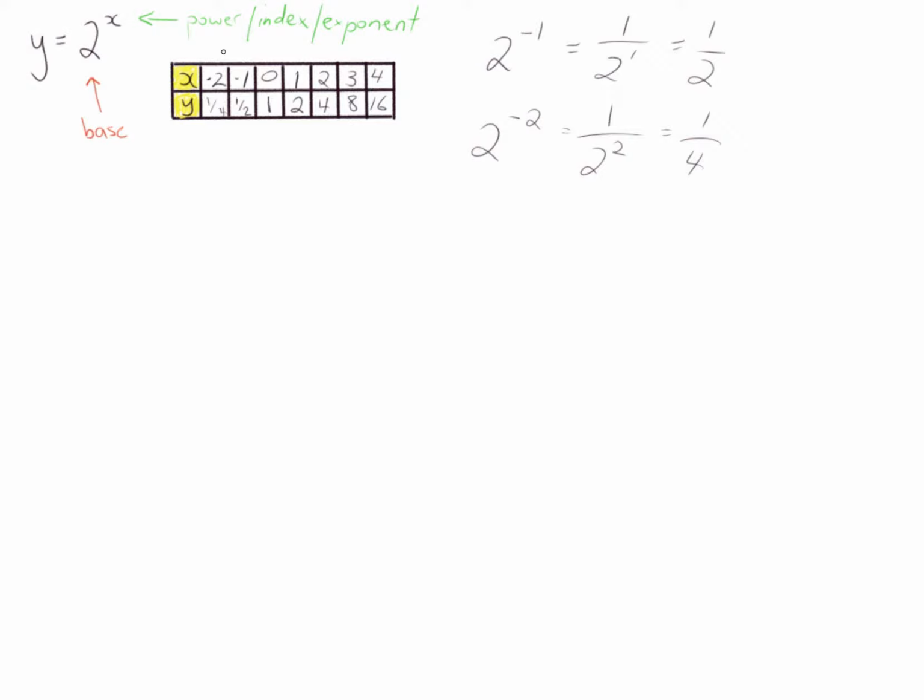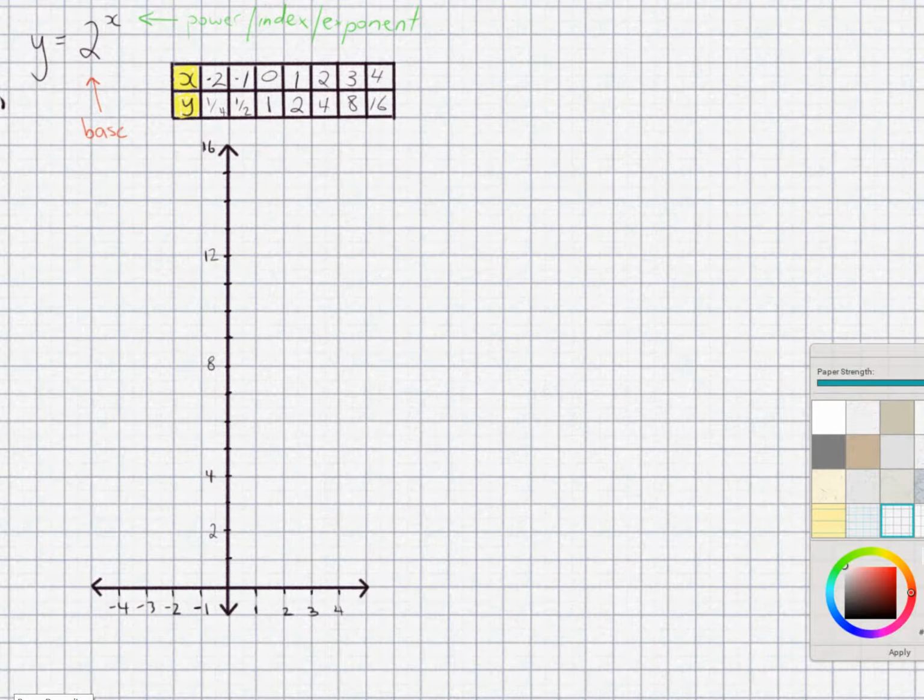So let's take these points and we'll graph them now on an xy axis. Because we only have positive values of y, we only need to focus on the part of the axis above the x-axis. Alright, let's start with our y-intercept. So our point 0, 1 is right here. Then we have the point 1, 2, the point 2, 4, point 3, 8, and 4, 16 all the way up here. So you can see it rises very quickly.